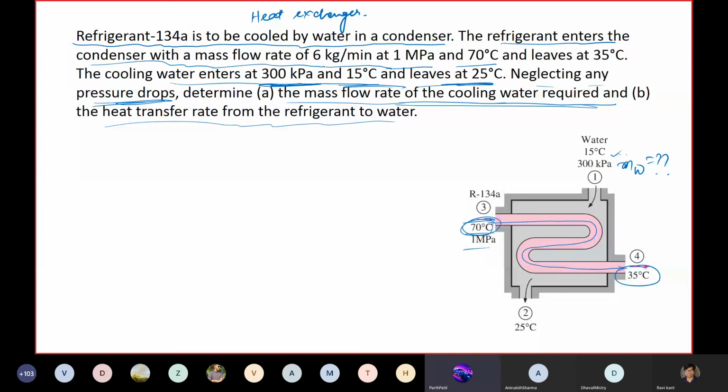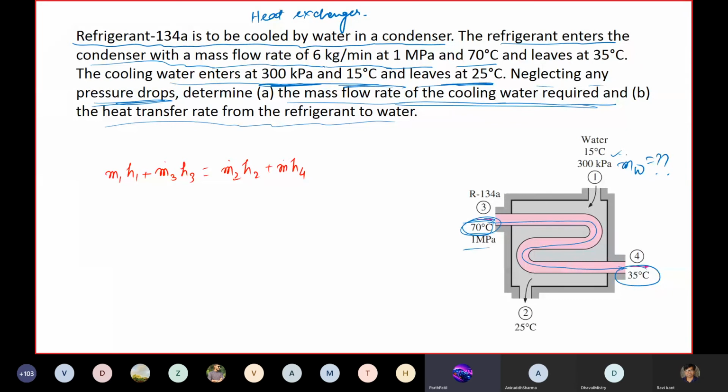Sir, here we will use the formula m dot 1 h1 plus m dot 3 h3 equals m dot 2 h2 plus m dot 4 h4. Here we will use simply the heat exchanging formula.